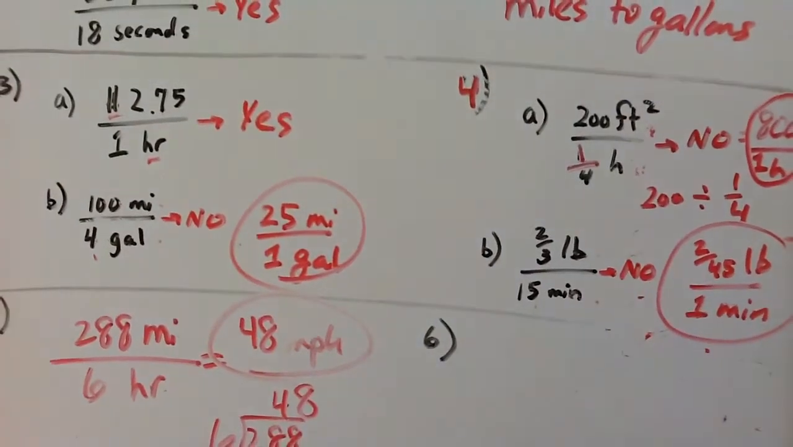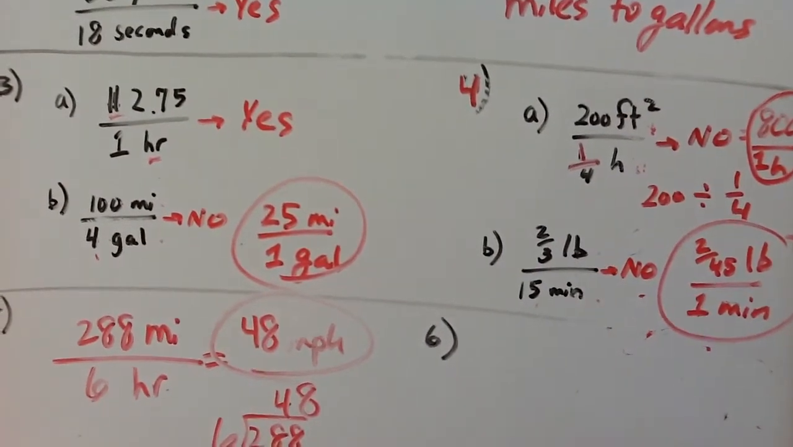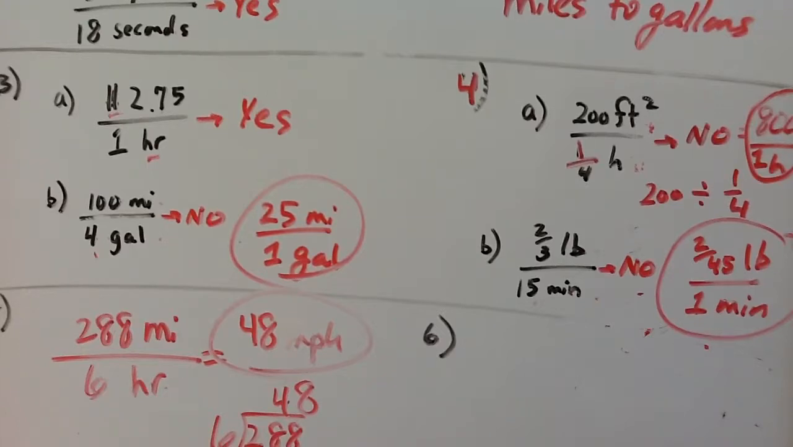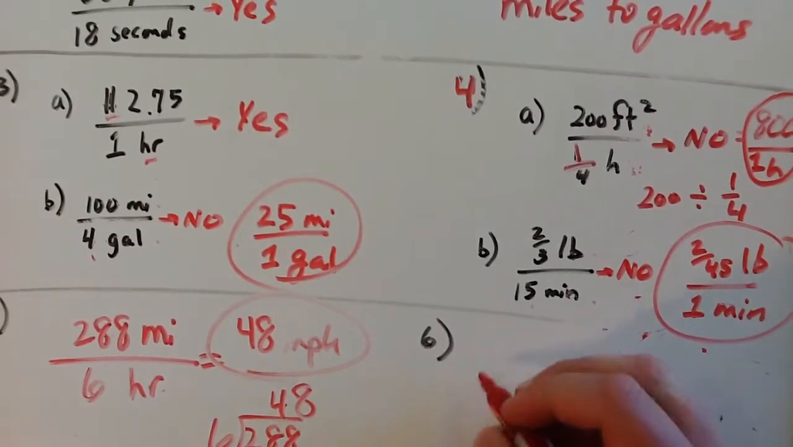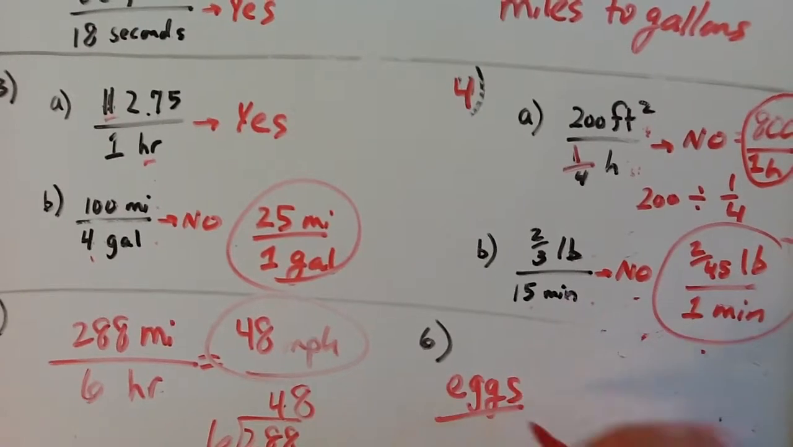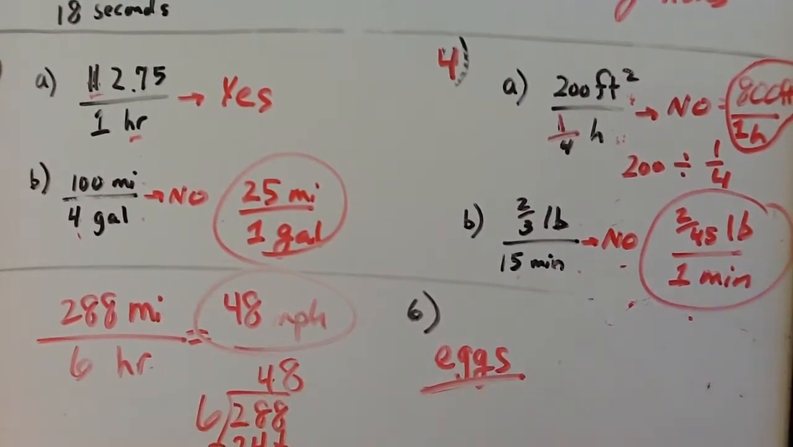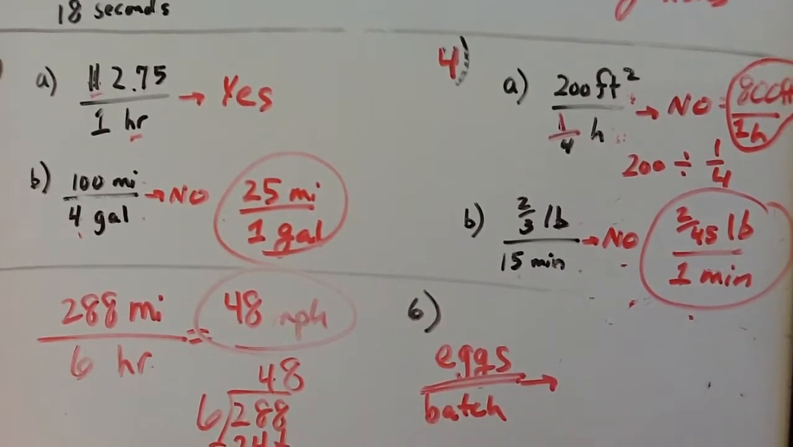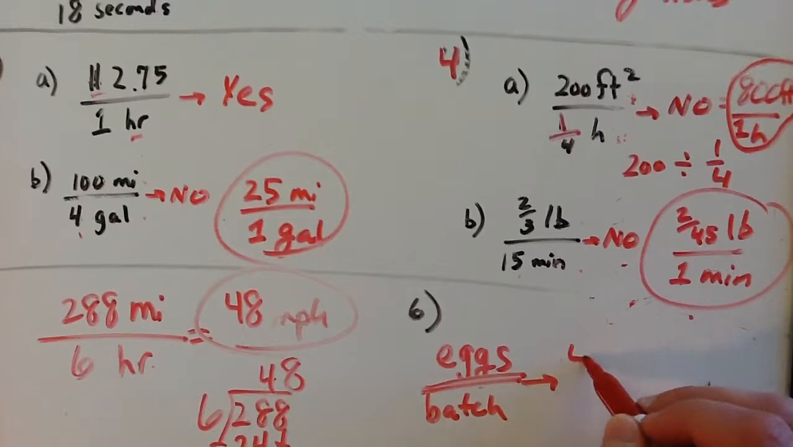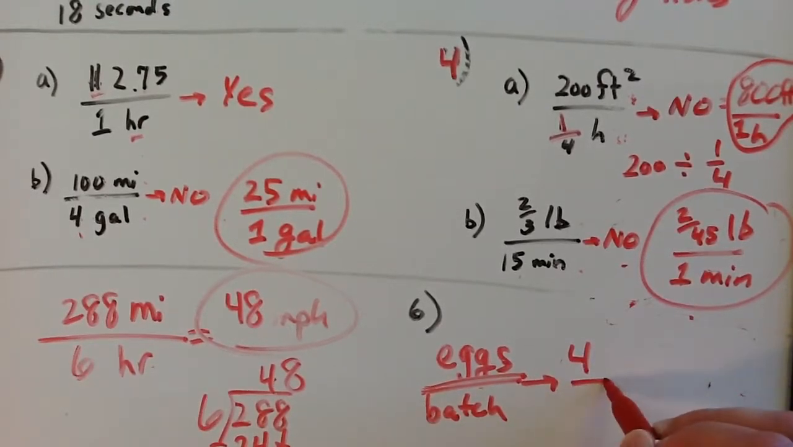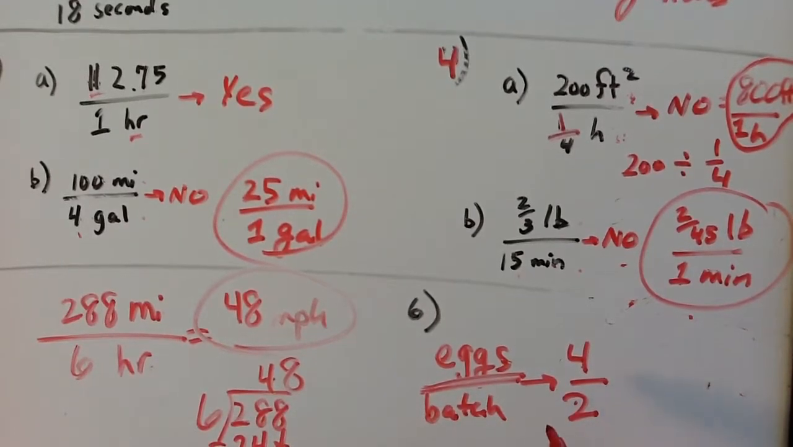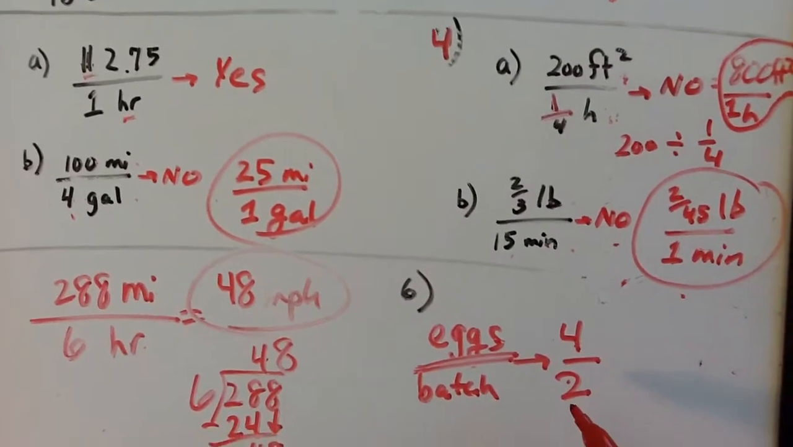Last one, number 6 here. To make 2 batches of cookies, Jada needs to use 4 eggs. How many eggs are used in each batch? So we want to know eggs per batch. How many eggs in each batch? So we're comparing the number of eggs that we use per horizontal bar, eggs per batch. Well, we are told in the problem that Jada uses 4 eggs per 2 batches. So 4 eggs for 2 batches. And we want to know how many eggs for each batch, or how many eggs per batch.